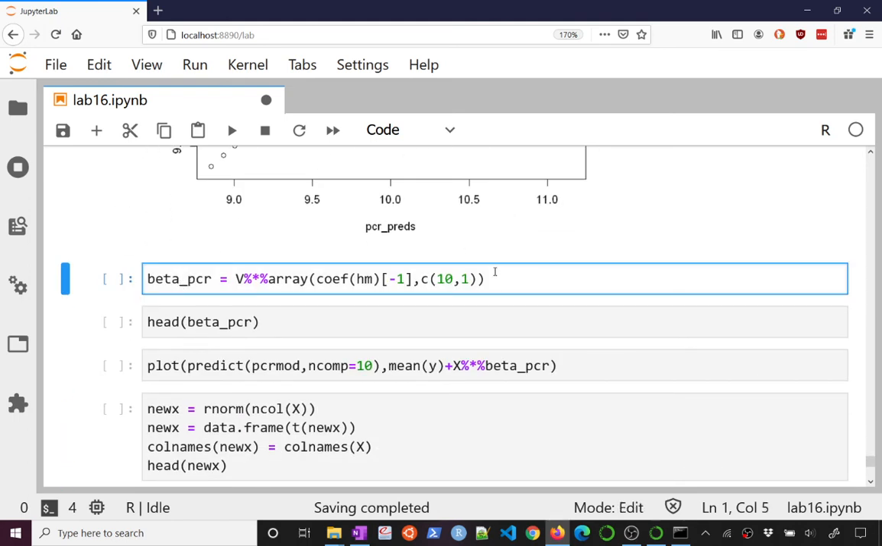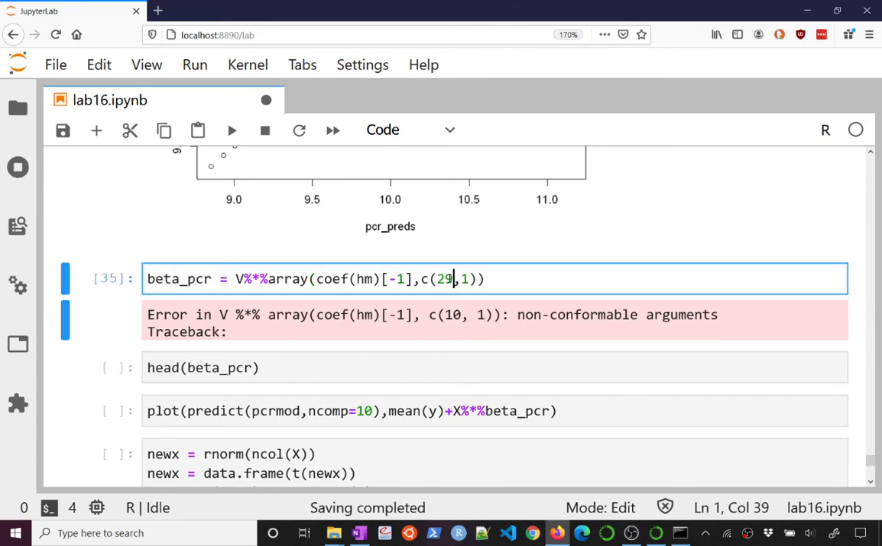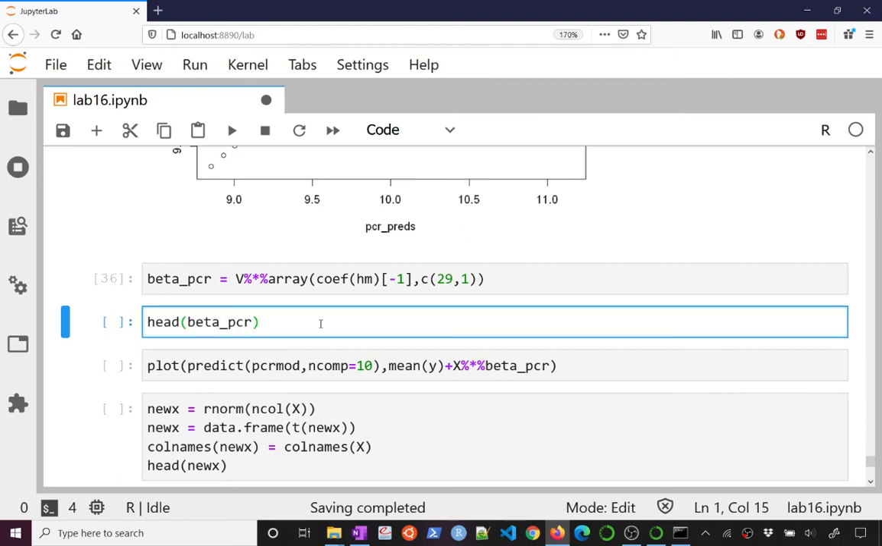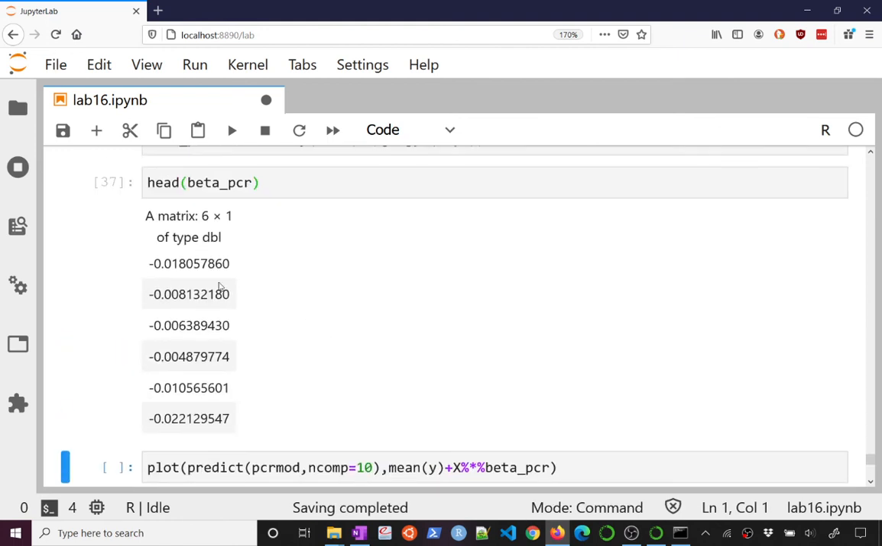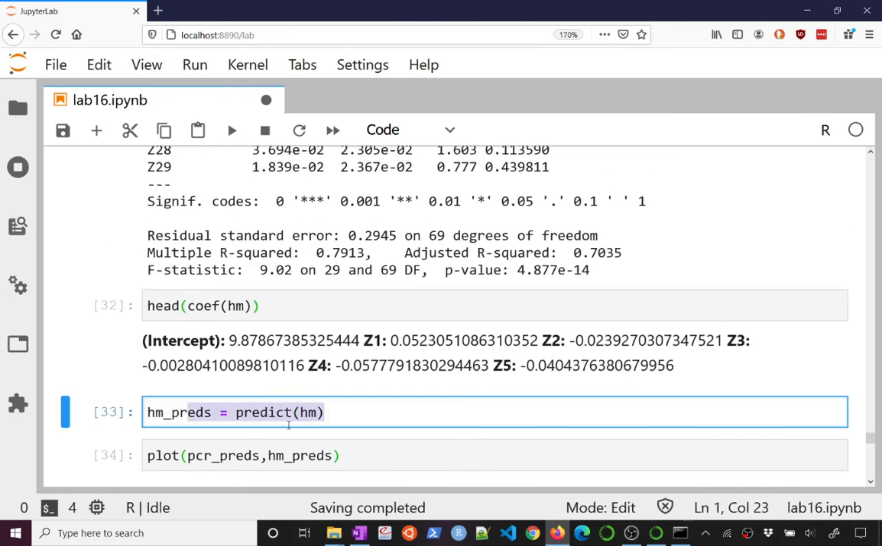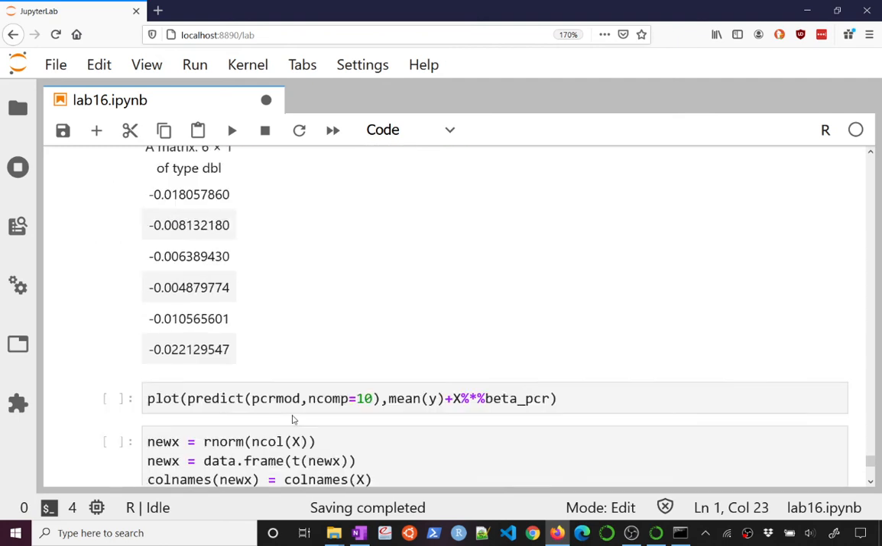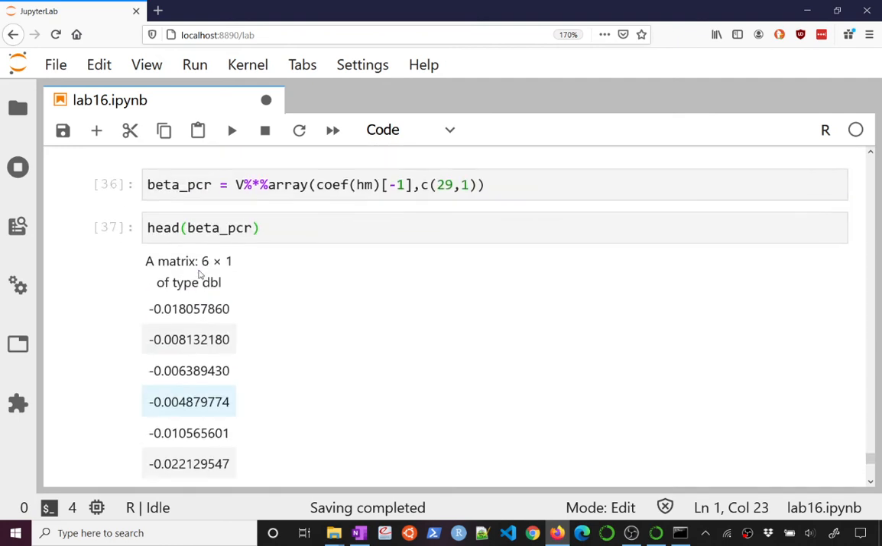We can get our PCR beta out of this, if we're smart. Whoops, this should be 29, shouldn't it? Yep. And so this is our beta, what we're calling in lecture beta hat, whereas the coefficients from this hand-fit model is what we were calling gamma. And so these are our betas from PCR.